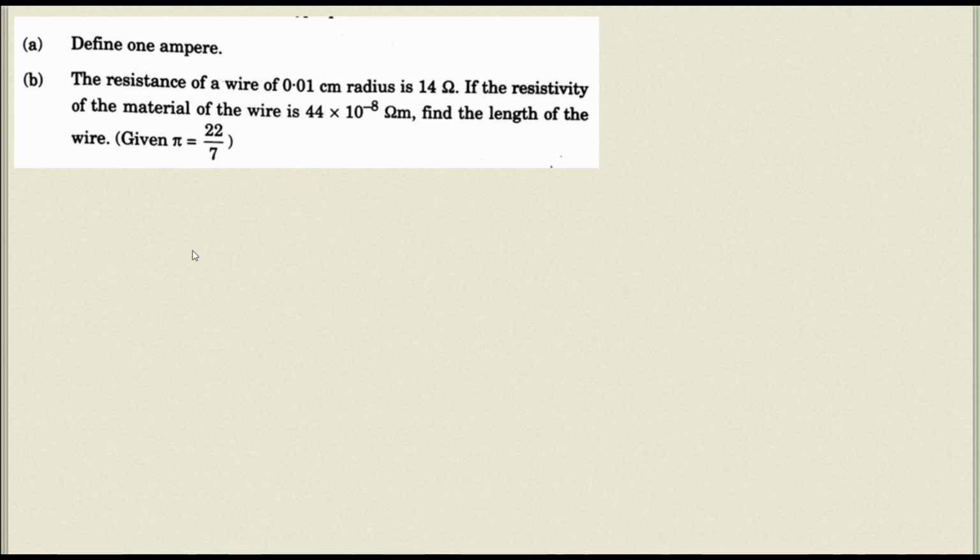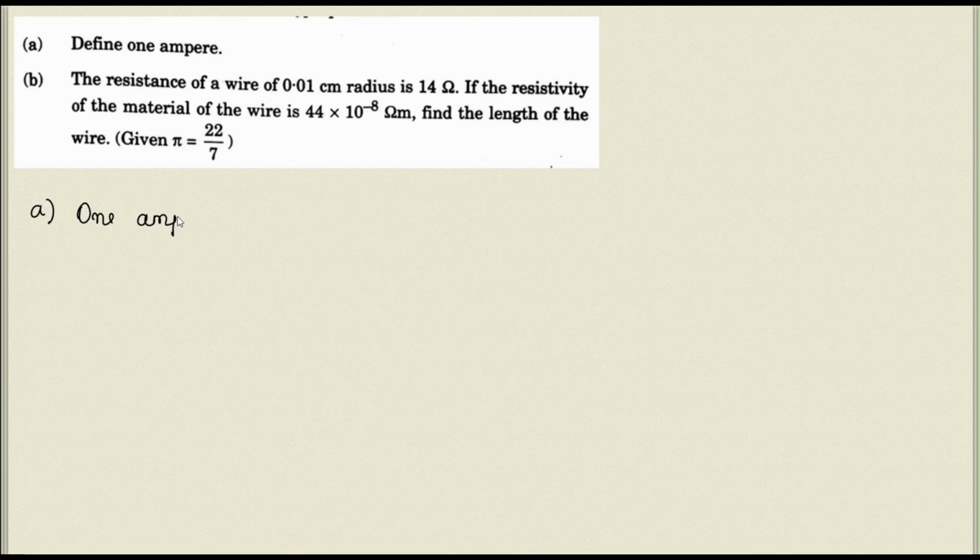Moving to section C, the question is: define 1 ampere, and the second part of the question: the resistance of a wire of 0.01 centimeter radius is 14 ohm. If the resistivity of the material of the wire is 44 into 10 raised to minus 8 ohm meter, find the length of the wire. Take pi as 22 by 7. Now, the first part of the question, to define 1 ampere, is very easy.